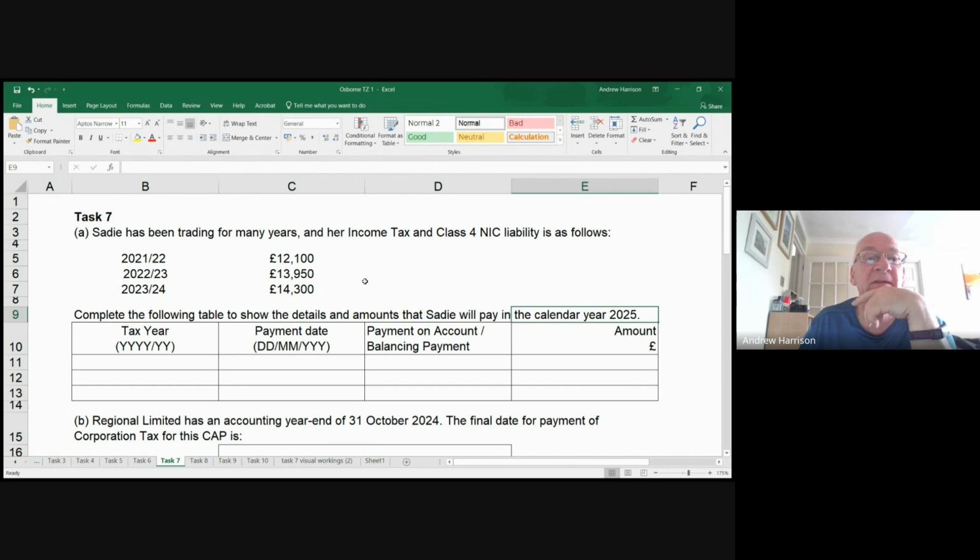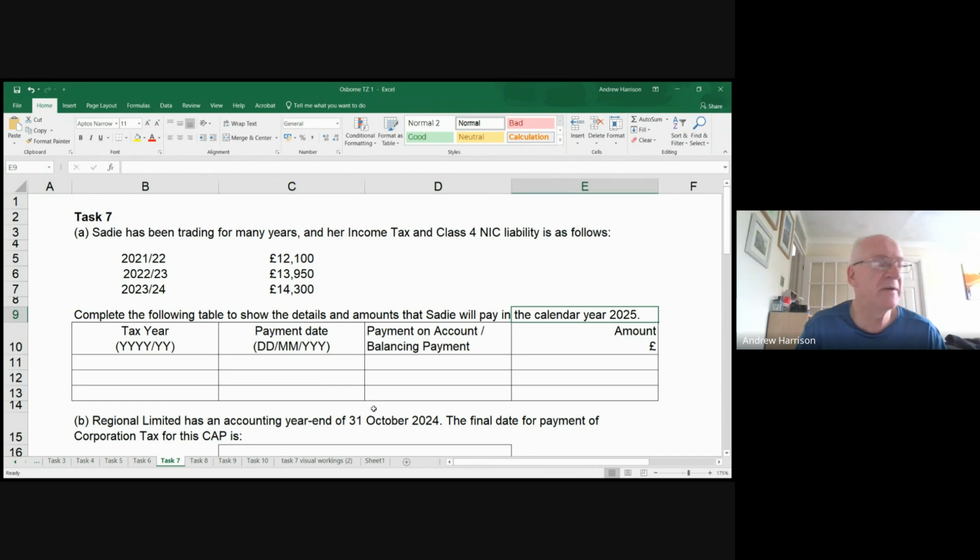Exam nerves, obviously. Most of the way through the paper, you could be getting a little bit jittery. Make sure it's calendar year 2025, not the financial year 24-25. So there will be 3 payments, 2 payments on account and a balance in any calendar year. We're just going to get the dates right. They've actually given us more information than we need, but we'll have a look.